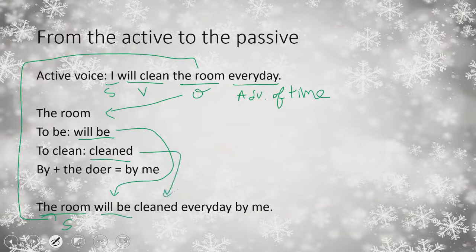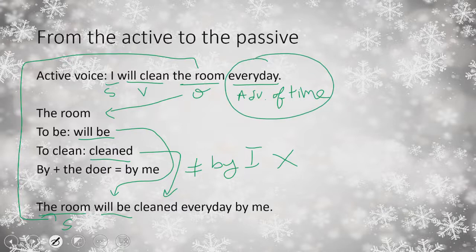Now, to clean is the main verb. We conjugate it in the past participle, cleaned. By plus the doer is by me, because I is a subject pronoun, becomes by me, okay? Not by I. Now, the passive voice sentence will be the room will be cleaned every day by me. Okay? We put the adverb of time after the past participle of the verb to clean.